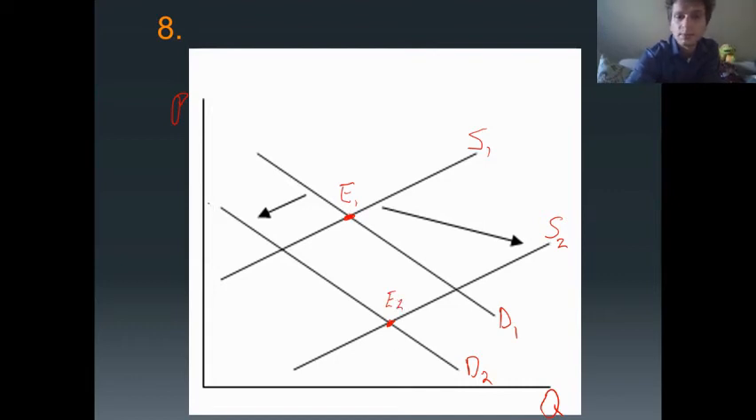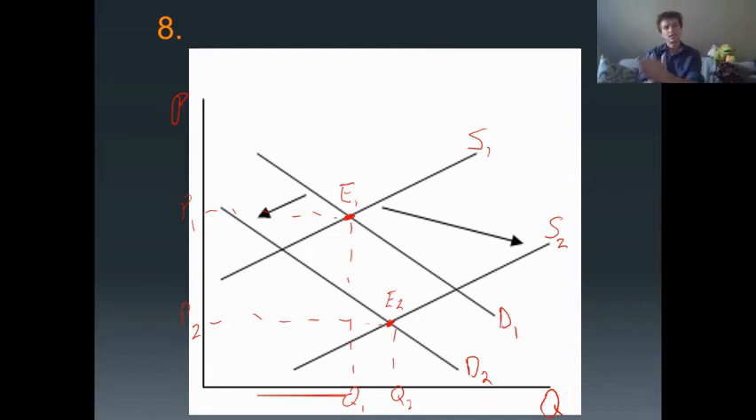So what happened to equilibrium price and quantity? There's our original quantity. There's original price. Here's our new quantity. And here is our new price. So in this case, a decreasing demand and an increasing supply caused an increase to quantity, and it caused a decrease to price. So decrease in demand, increase in supply, increased our quantity and decreased our price.